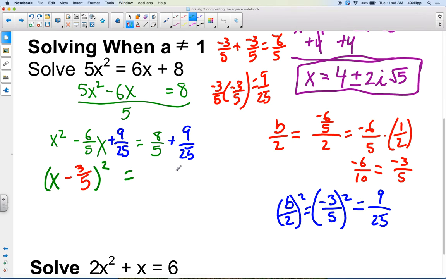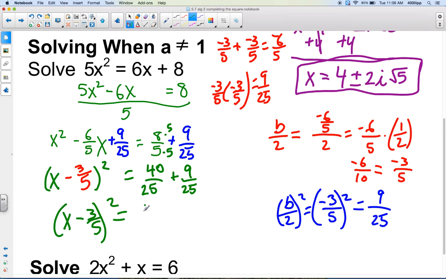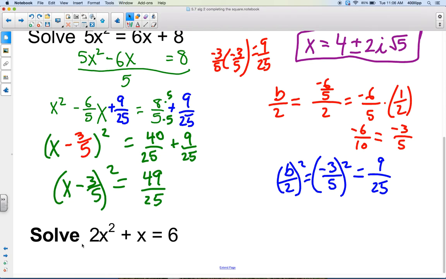Okay, awesome. So now we're going to add these. So we want to get a common denominator of 25. So I'm going to multiply the top and bottom by 5 here. I get 40 over 25 plus 9 over 25. Okay, adding those, I'm going to bring the left side down. X minus 3/5 squared is equal to 40 plus 9 is 49 over 25. And then we'll do our last step. Then it's the same thing as what we were doing before.